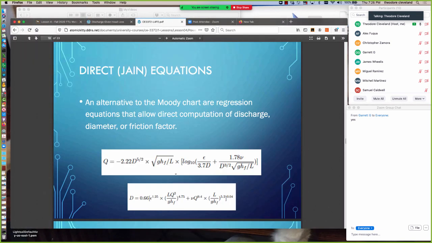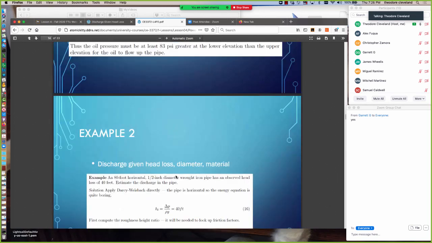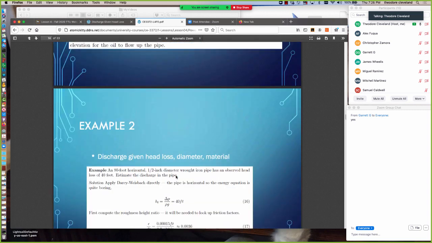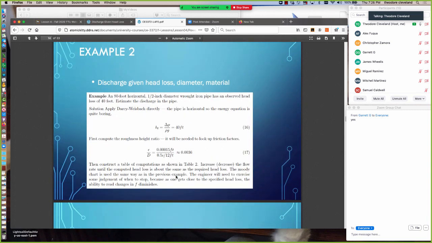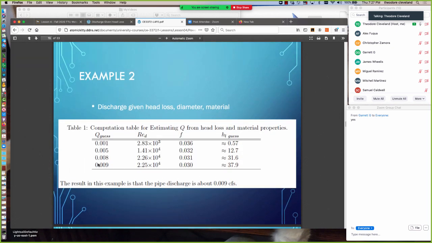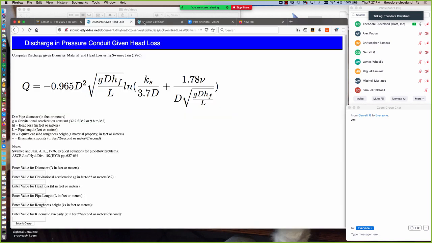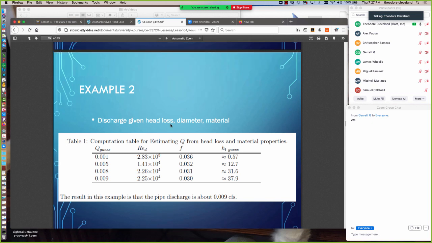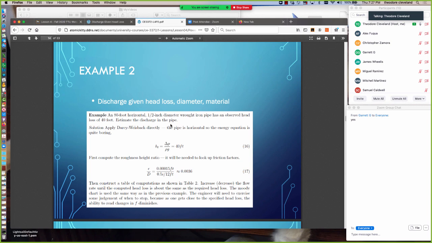So let's go ahead and revisit example 2, discharge given head loss. We'll put that information in and see what it computes. When we did it essentially by hand, we got a discharge of 0.009. I haven't necessarily tested it for today, so it's quite likely I could do something wrong, but let's see the advantage of having our own home-built online calculator.